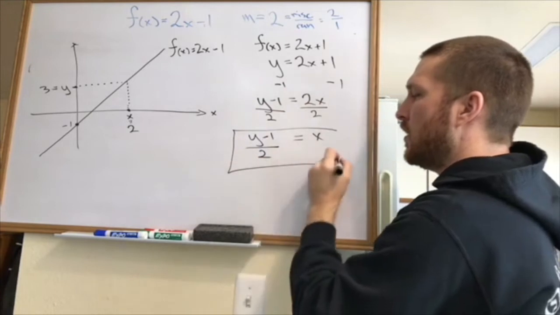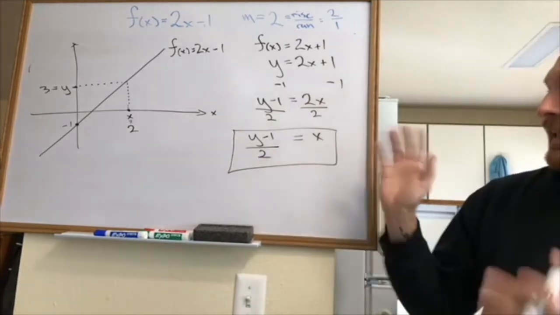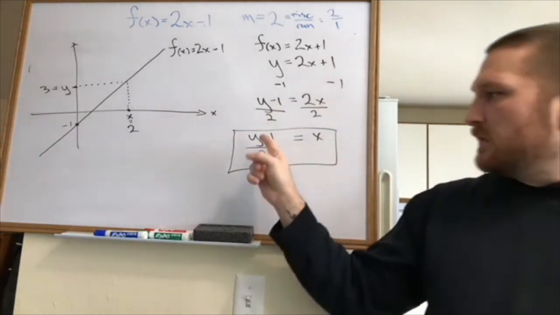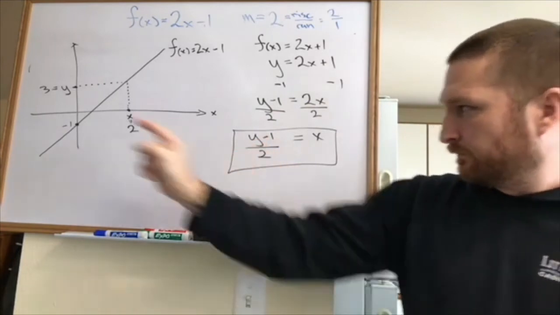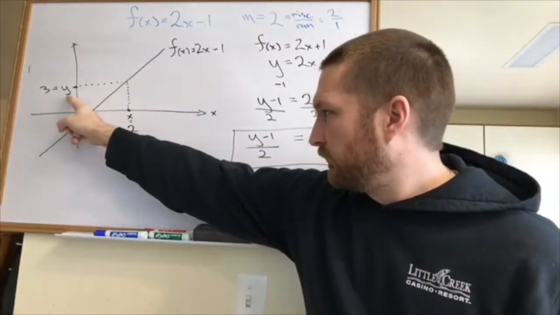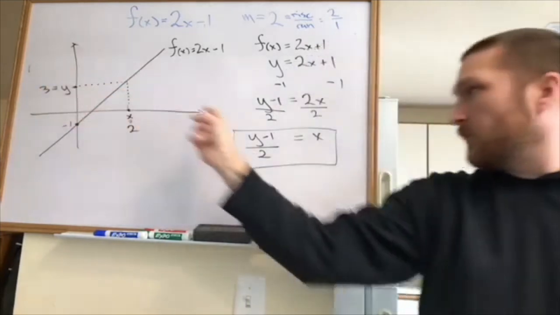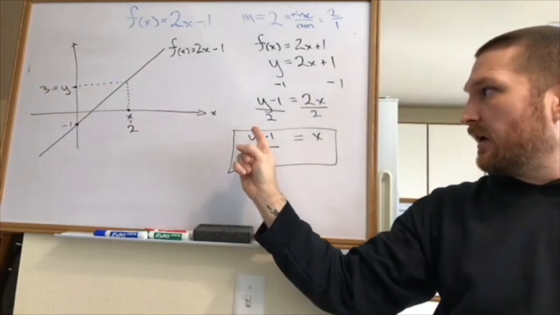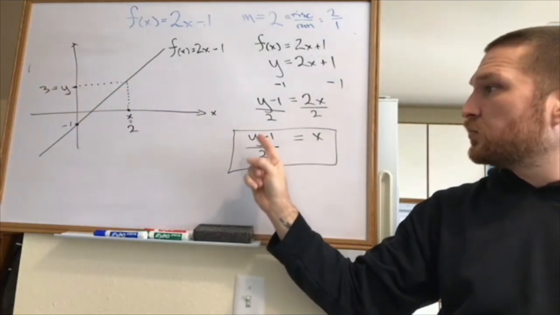And hey, what do you know? That's exactly what we just figured out. You give me your output, y. If it were 3, we would plug in a 3. 3 minus 1 is 2.